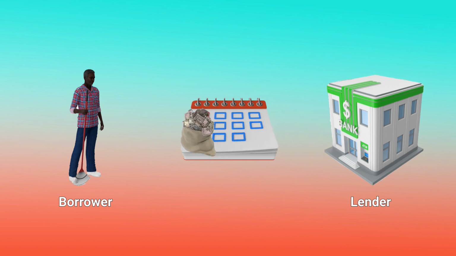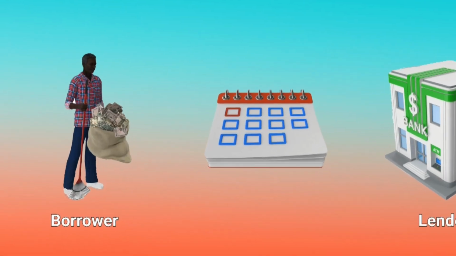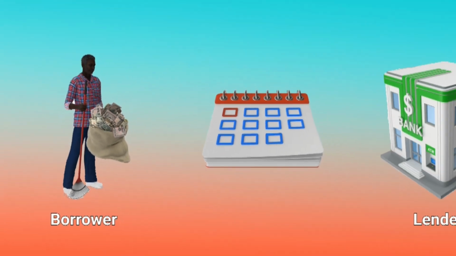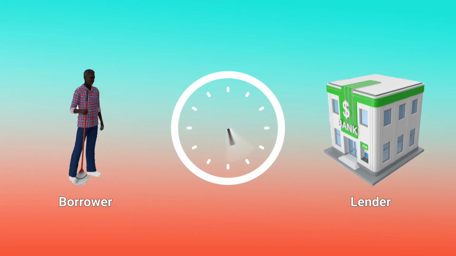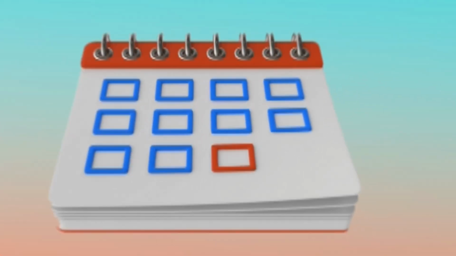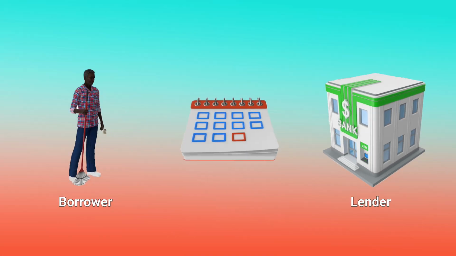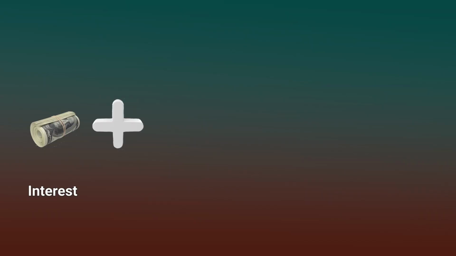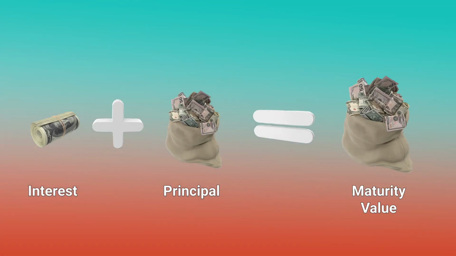On the start of a transaction, the borrower will receive an amount of money. We call this amount the principal. Let's fast forward to the end date, or more correctly, the maturity date of the transaction. The borrower will now repay the principal along with interest as a single payment. We'll be referring to this amount as the maturity value.